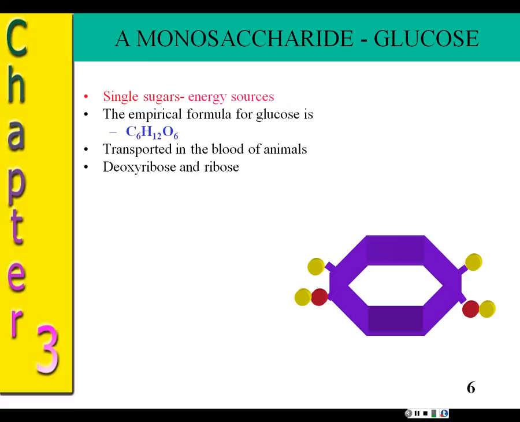I'm going to prove it to you. CH1H2 OH. Cool beans? All right. This is alpha glucose. You need to know this. It's called alpha glucose.